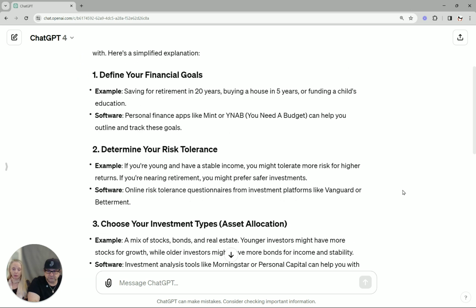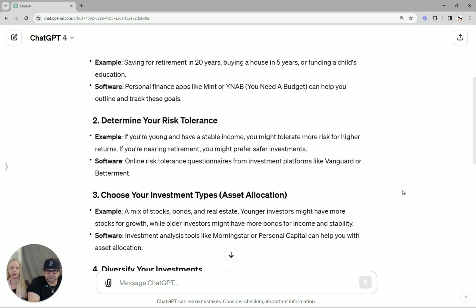Moving on, determine your risk tolerance. We've talked about this before. For example, if you have stable income, you might tolerate more risk for a higher return. If you're nearing retirement, you might want to taper that back and go more conservative. Online risk tolerance questionnaires from investment platforms like Vanguard or Betterment could help you. I do like both. I've been on both. So check them out and do your own research.